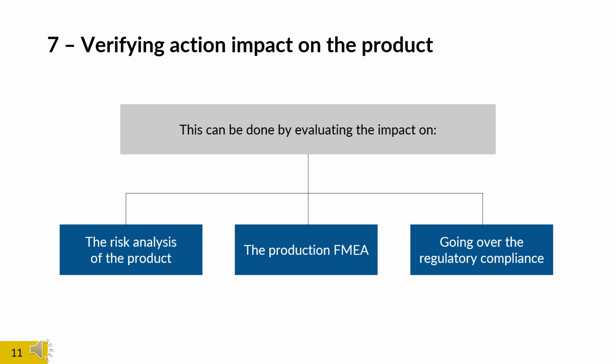You can verify this by, for example, opening the risk analysis of the product and seeing if there's any new hazard, risk, or control measure affected by the action taken. You can also, depending on what non-conformity you had, what CAPA you had, open the production FMEA. You can also go over the regulatory documentation for general safety and performance of the product and see if there's any issue or anything that needs to be changed. And these are examples of how you verify the impact on the product.